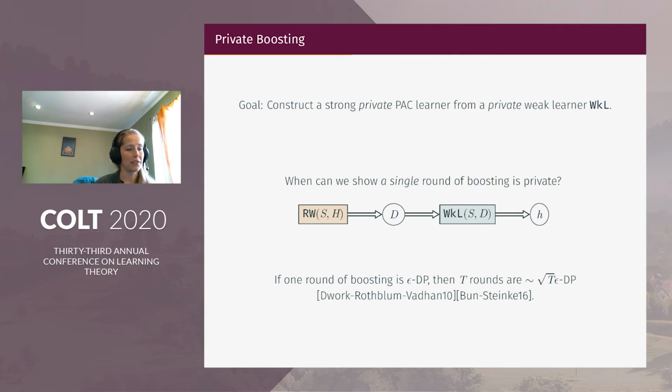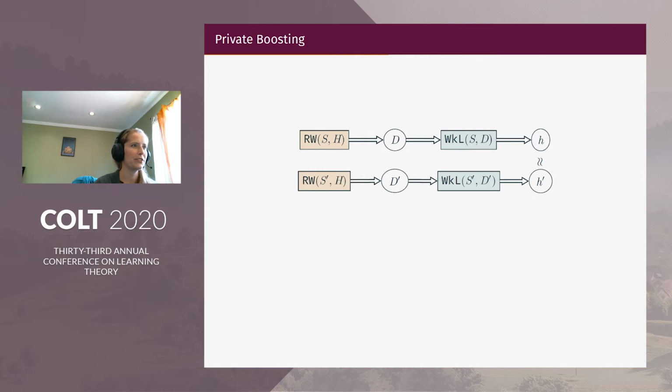And by known results for composition of differentially private algorithms, we can show that if one round of boosting is differentially private, then a booster running for T rounds is private for a looser privacy parameter. So this means that we only really need to show privacy for a single round of boosting. So what does this entail? We'll consider parallel runs of a round of boosting on input neighboring samples S and S prime. Again, we need it to be the case that when the weak learner is given the output of the reweighting algorithm on neighboring samples, it produces distributions over hypotheses that are not too different.